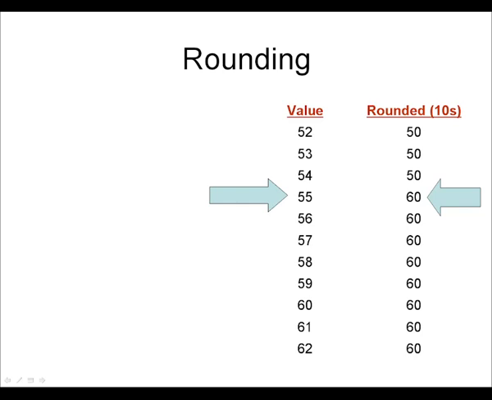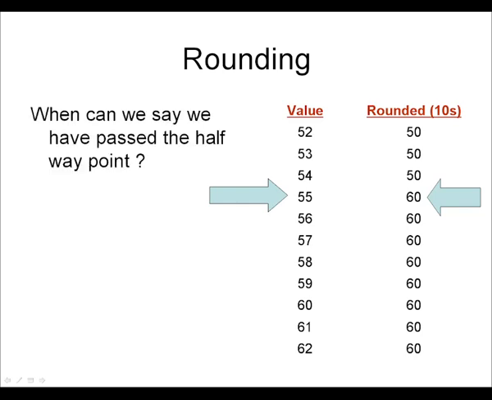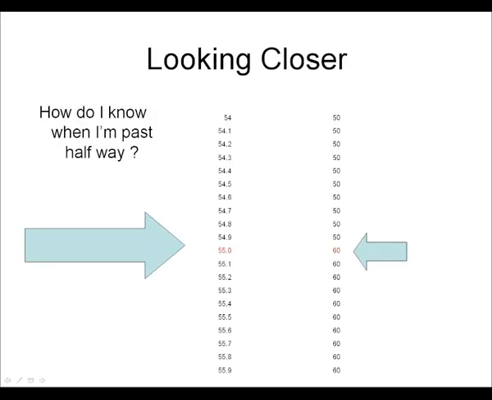I put a couple of values into Excel to round to tens to show you what Excel does with this. Those values are 52, 53, 54, and then as soon as it hits 55, it switches from being rounded to 50 to being rounded to 60. When can we say we've passed the halfway point? Well, we can see 54 is definitely closer to 50, 56 is definitely closer to 60, but why do we pick 55 to be closer to 60?